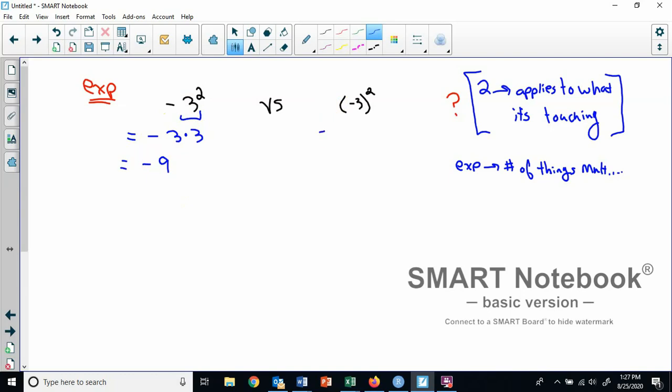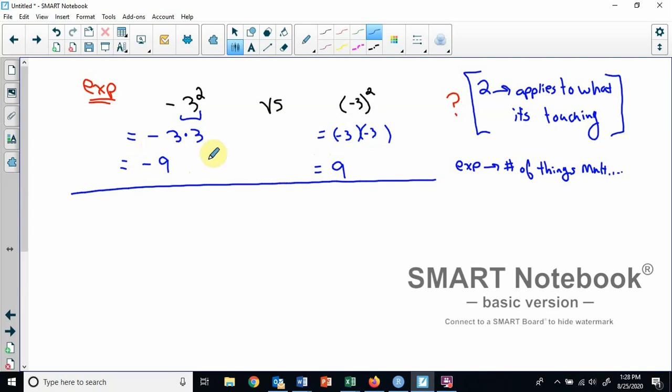Over here, the 2 is touching the parentheses. So it's telling me that I have 2 groupings of parentheses. Well, what's inside the grouping of parentheses is negative 3. What's a negative times a negative? That's a positive. 3 times 3 is 9. So notice the signs are different on these two things. Okay?